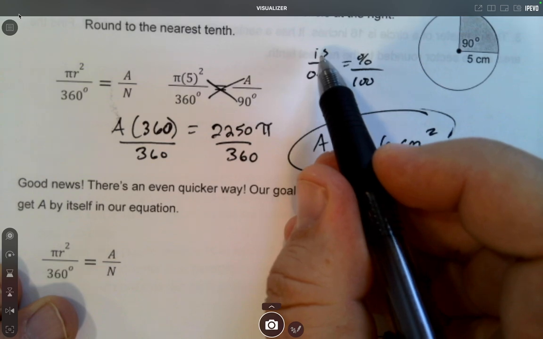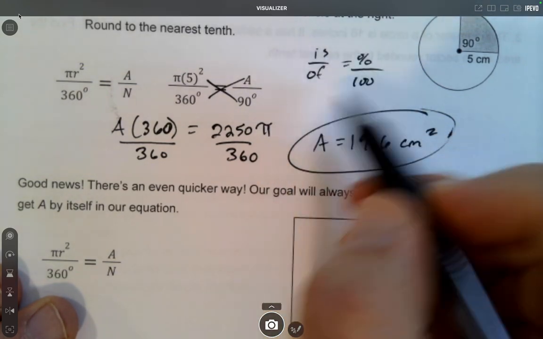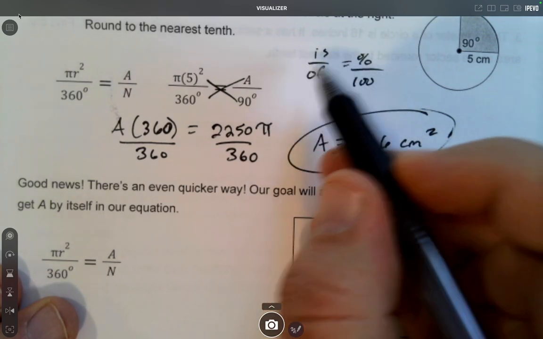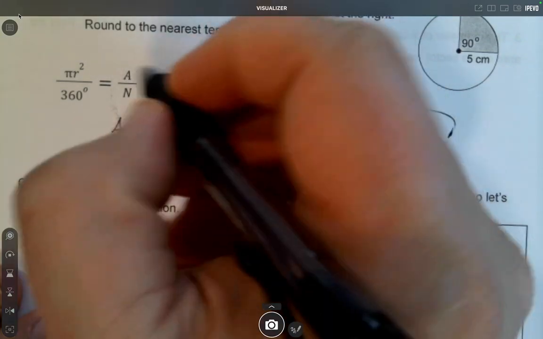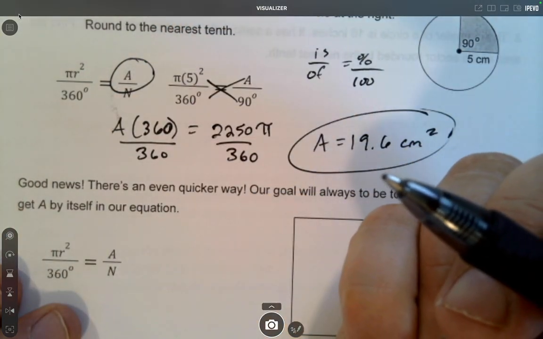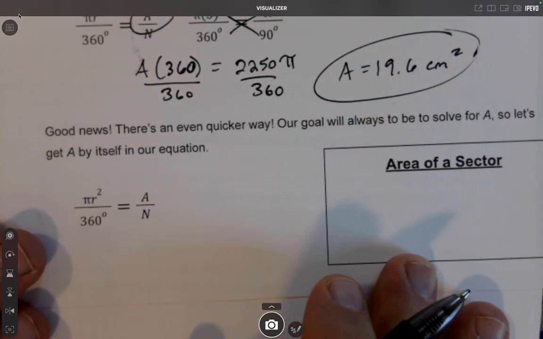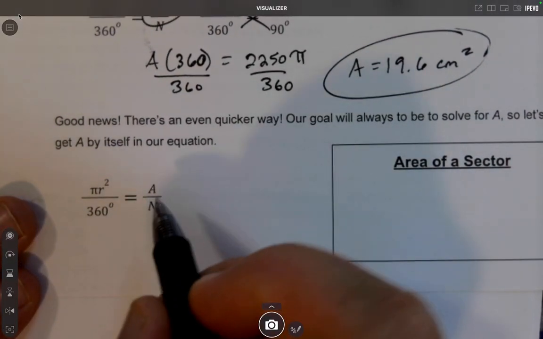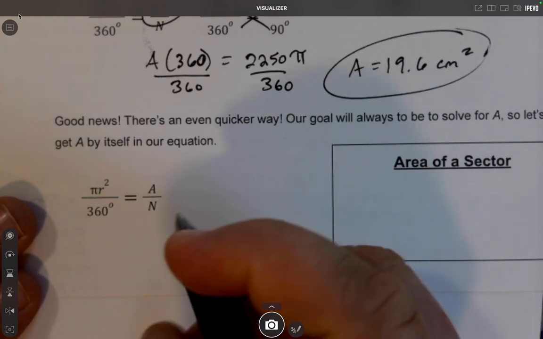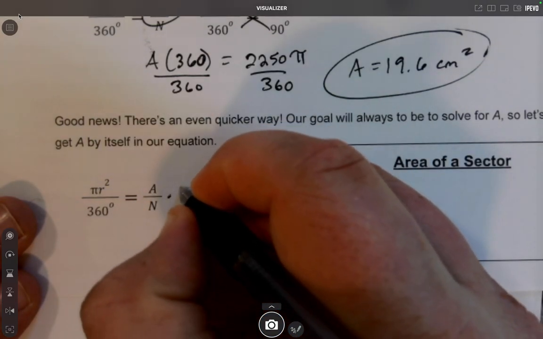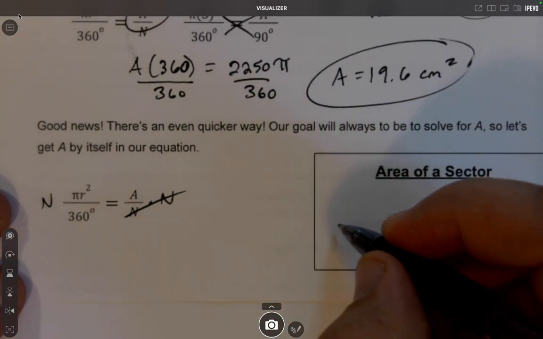Sometimes we had to solve for is, sometimes we didn't know of, sometimes we didn't know the percent. So it changed all the time which one was the variable we didn't know. However, in this proportion, A is always what we're going to be trying to find. So it'd be a lot easier if we just got A by itself. So to do that, we just need to get rid of this n. So A is being divided by n. So let's multiply both sides by n. So that leaves A by itself.